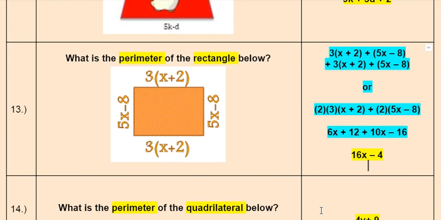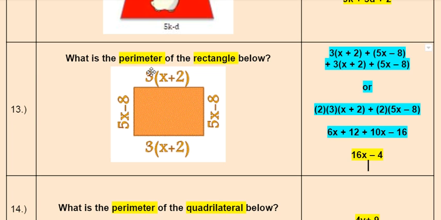All right, so let's get to the third and final part, discussing our work on perimeter and simplifying expressions, combining like terms, evaluating all that stuff using geometry, right? So number 13, what is the perimeter of the rectangle below? How do we know it's a rectangle below? Well, look at the opposite sides.